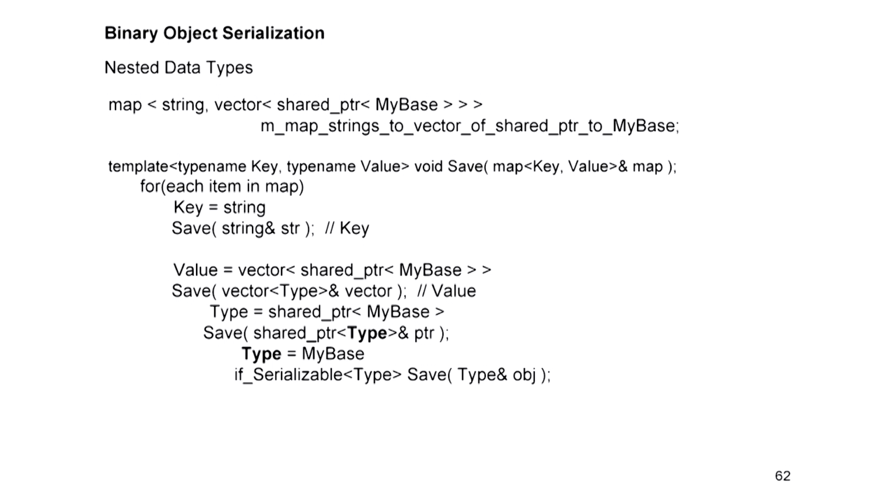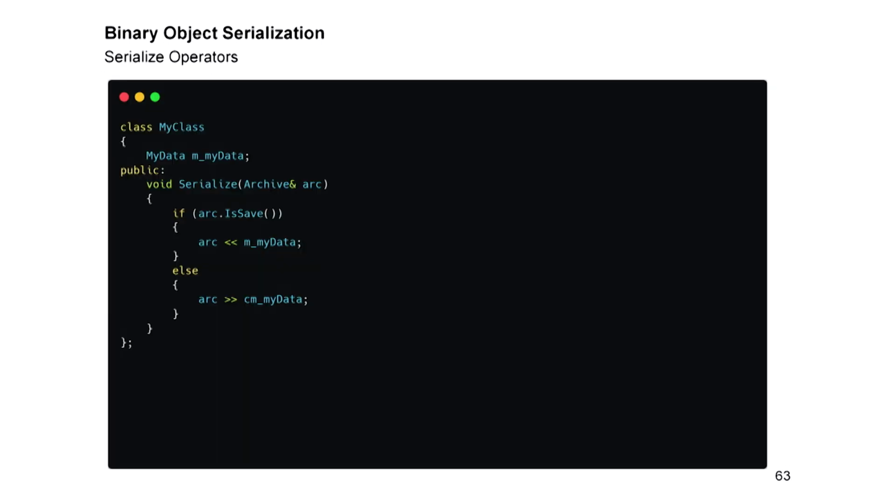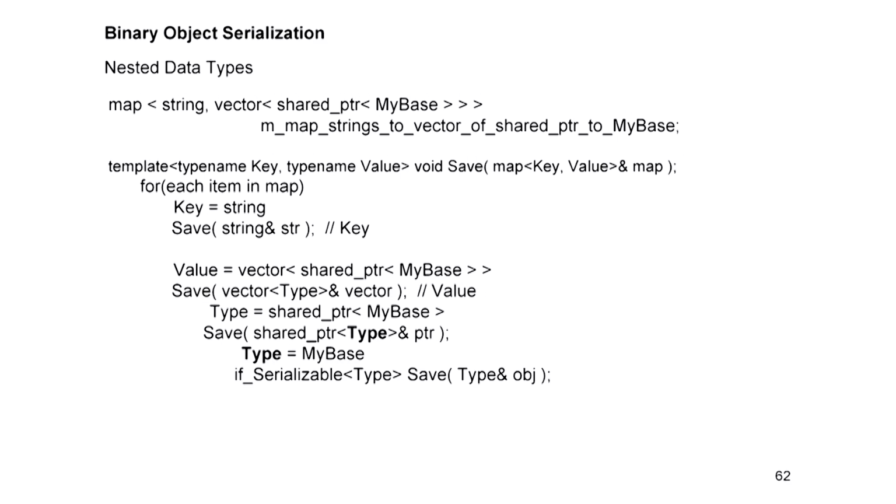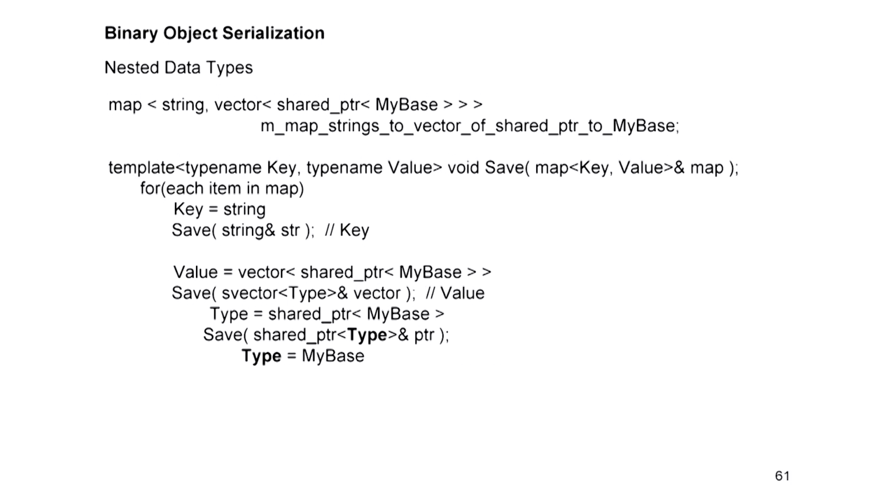And then it says, is that my base serializable? And it would call the appropriate save of that type. In this case, we knew that it was a shared pointer. That's why it's the if serializable of type for that. If it was some other type, deduction would have automatically kicked in, and it could have been an array of objects we were storing of whatever type.